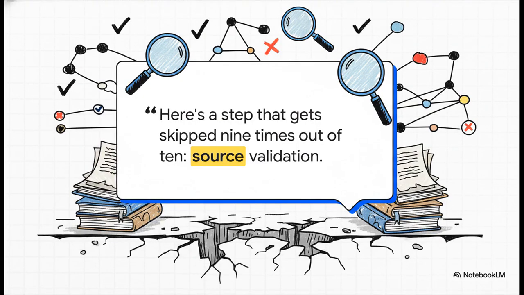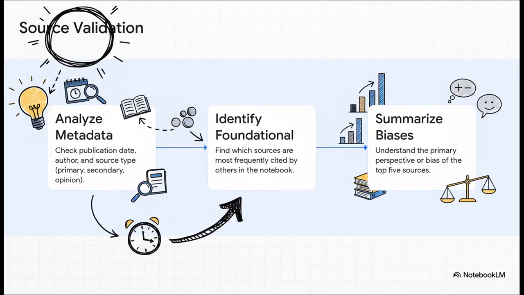Okay, hold on. Before you even think about asking a single question, there is one step that I swear gets skipped 9 times out of 10, and it's source validation. This is absolutely critical. Remember, the AI only knows what you give it, so if you feed it junk, flawed, outdated stuff, your entire research project is basically built on a house of cards. And you can do this super fast. Just use this simple 3-part framework.